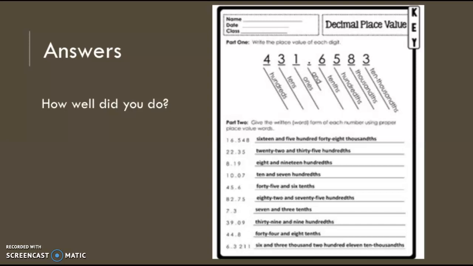So remember that this is just practice. I'm going to have you guys turn in the worksheet and I will go over the rest so you know how well you did on the other problems as well.